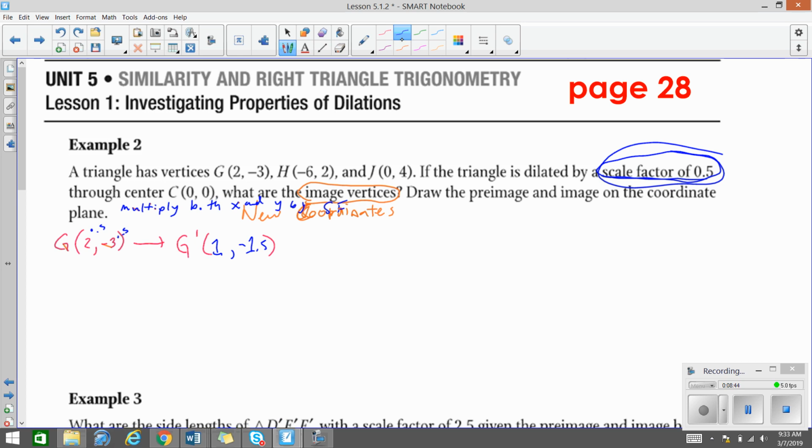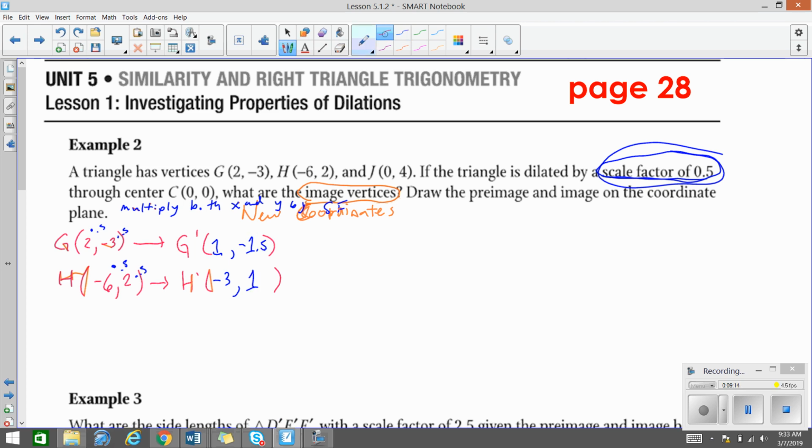Now you're going to continue with H. H is (-6, 2). To get H prime, multiply everything by a half, times 0.5 times 0.5. -6 times a half, or 0.5, is -3. 2 times a half is 1.